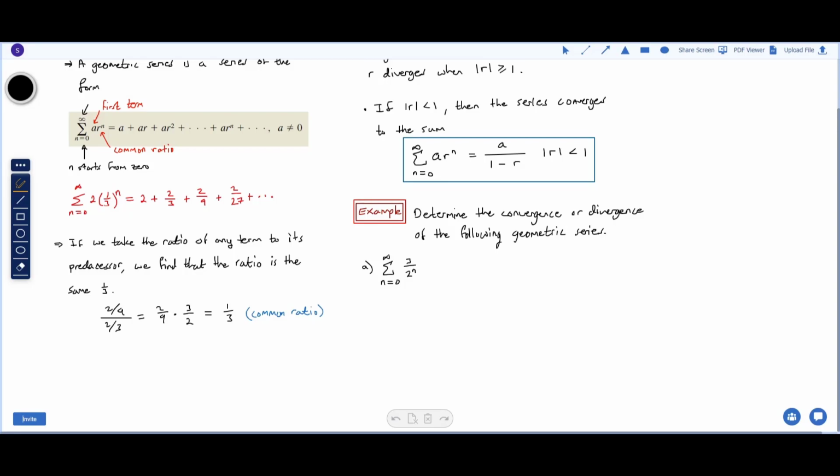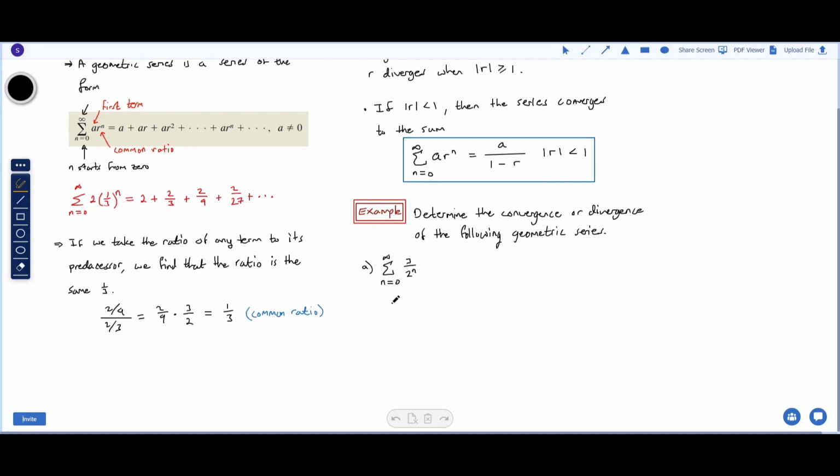So yeah, let's try this one out. You see this one, it's not written in that ar to the power of n form, but we can make it look like it, right? All we have to do is separate the 3 and the 1 over 2 to the n, and then it'll look more like it.